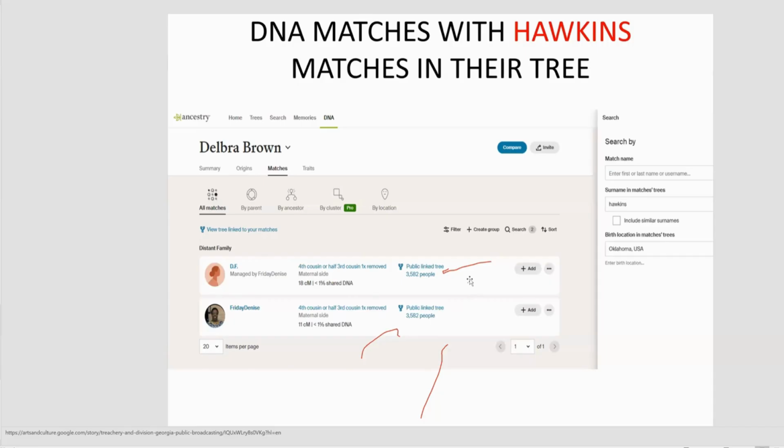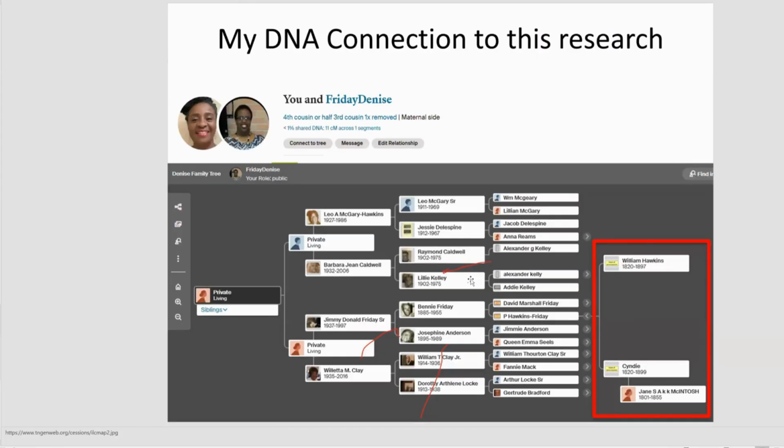This is me searching for the name Hawkins. And Denise has Hawkins in her tree. And when I looked at her tree, I said, okay, who are these people you got in your tree, girl? She has William Hawkins, and that yellow spot says slave of Jane Hawkins. So William Hawkins and Cindy Hawkins were the slaves of Jane McIntosh. So she was a Hawkins who married a McIntosh. And I am DNA related to her.